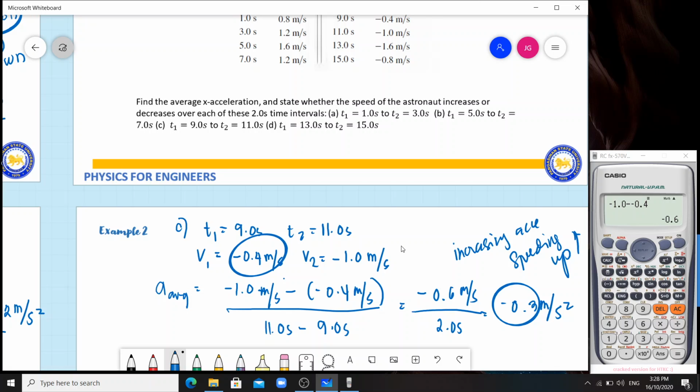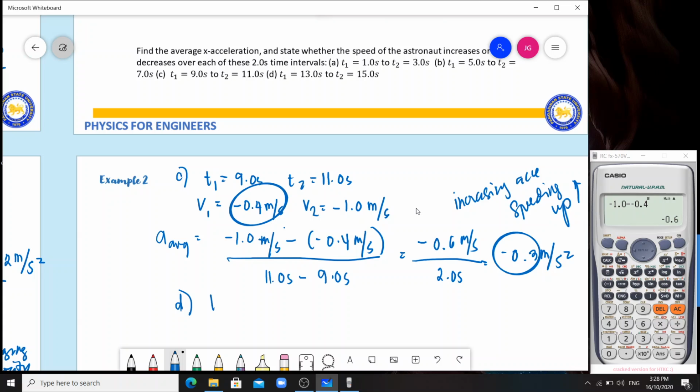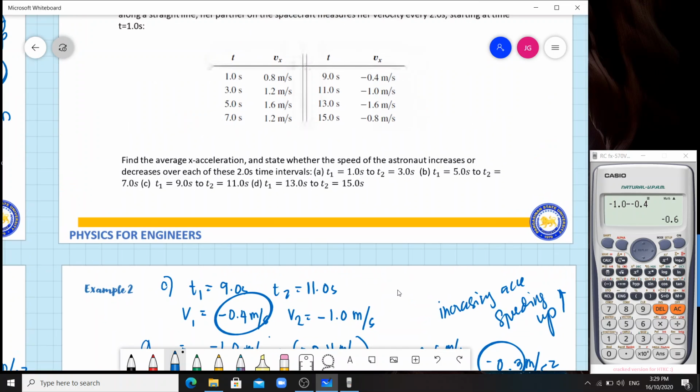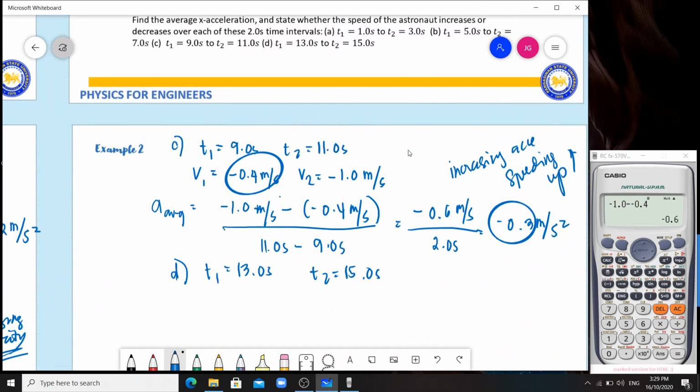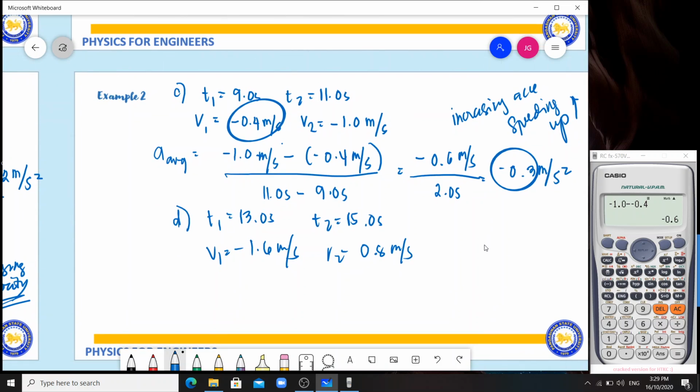Okay. Now, next, letter D. Okay, letter D is T1 is 13.0 seconds. Ang T2 natin is 15.0 seconds. Sa letter D, negative 1.6, negative 0.8 meters per second. Okay. So, what do we do? Ganun ulit. Napakadali, diba? Average acceleration, negative 0.8 meters per second minus negative 1.6 meters per second over 15 minus 13, that is 2.0 seconds, okay?